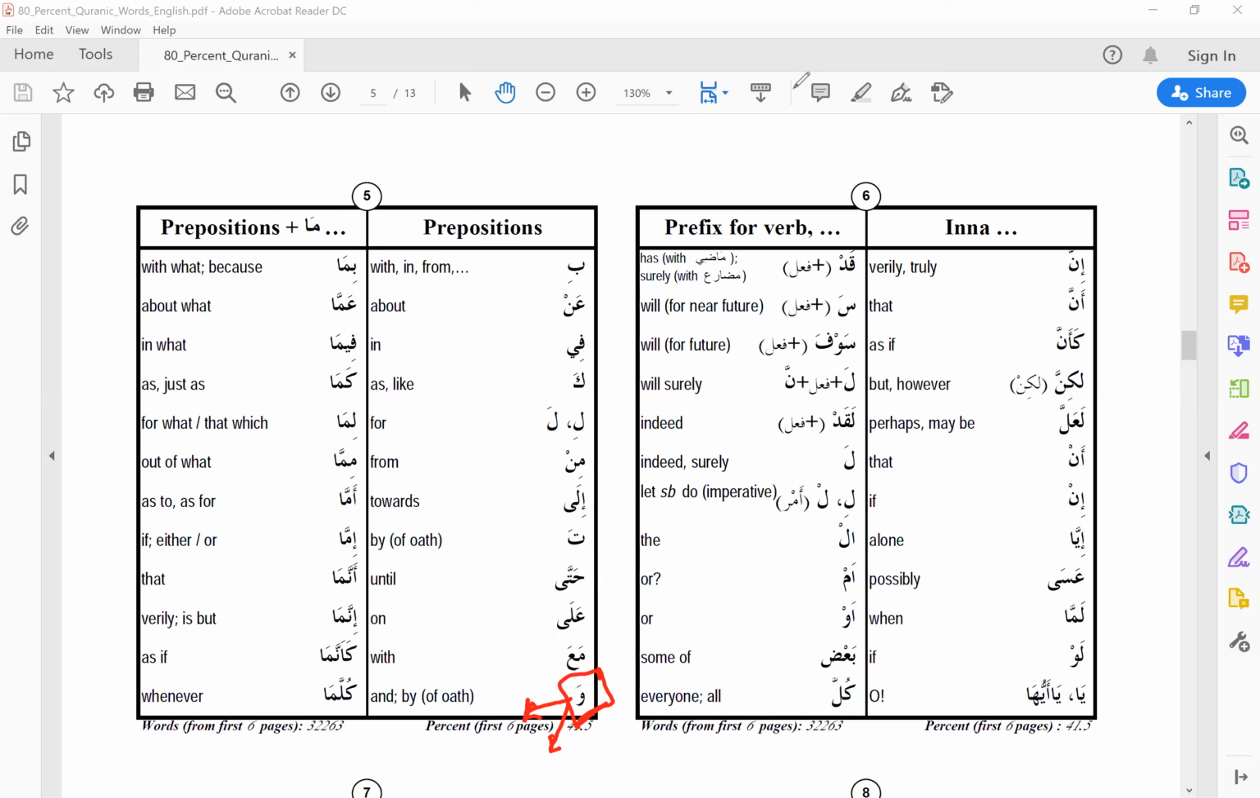The letter wa, there are so many. It is very similar to the letter ma, and wa can have so many usages. Wa can also mean just an addition. So you're making an addition, and it can also be that there's an oath. So wallahi, you're making an oath right there. You're putting Allah subhanahu wa ta'ala as a witness.